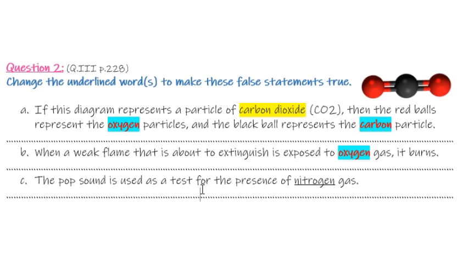Part C. The pop sound is used as a test for the presence of nitrogen gas. When did we talk about testing gases? It's when we talked about water electrolysis, right? So we were testing the two gases that are produced by electrolysis. These two gases are oxygen and hydrogen. Which one of these two gases will make a pop sound, will make a reduced explosion? It's the hydrogen. Excellent. Not the nitrogen, it's the hydrogen gas.